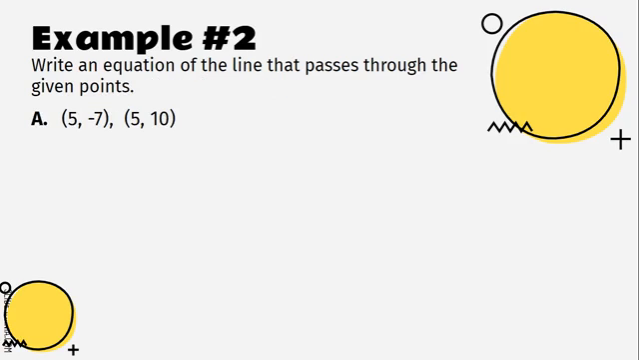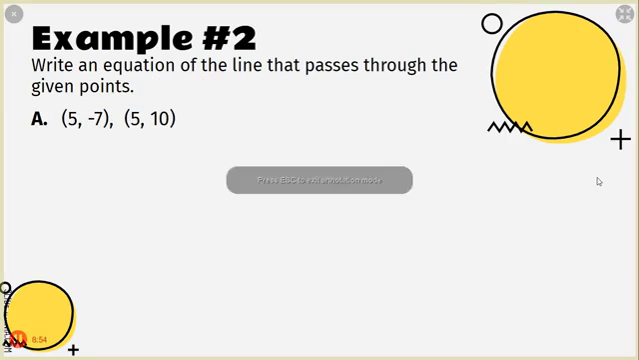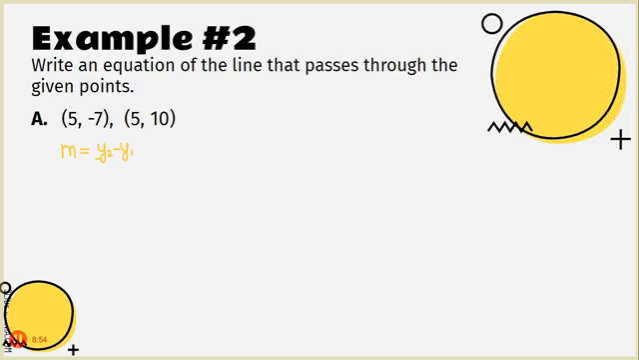If you are given, for example, number 2, two ordered pairs, the first thing we always want to do is calculate the slope. We need to determine whether this has a slope of 0 or an undefined slope. So if you notice, we're going to find change in y over change in x. That's not any different than what we've done before.